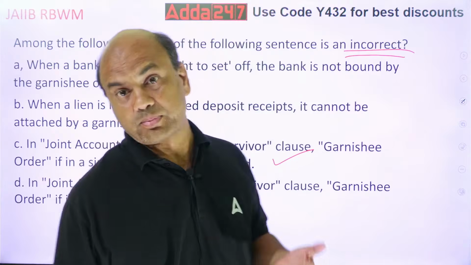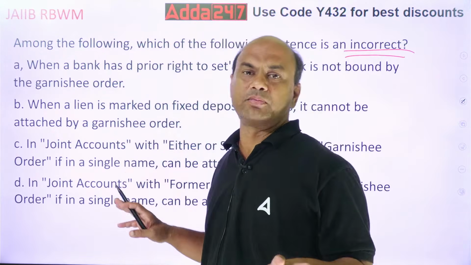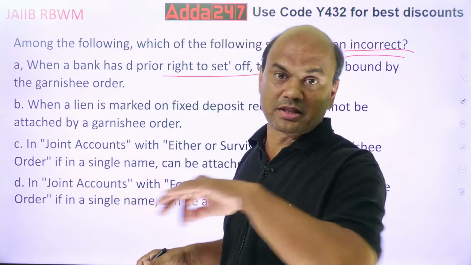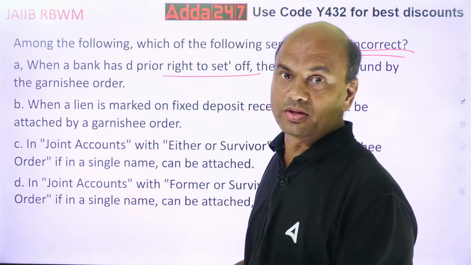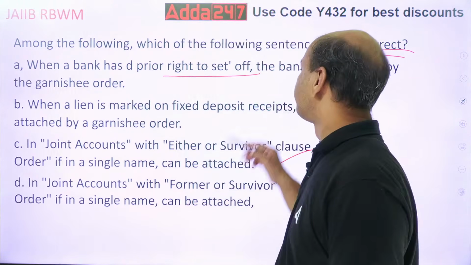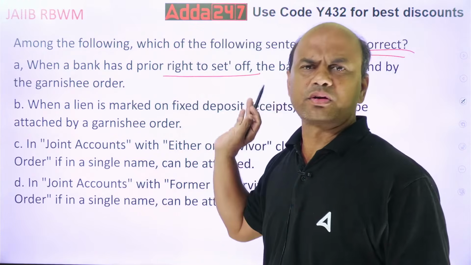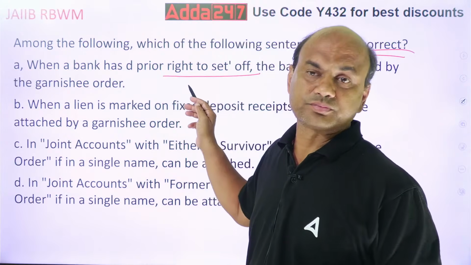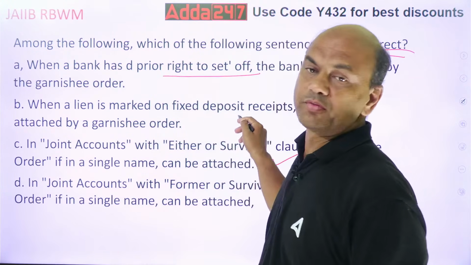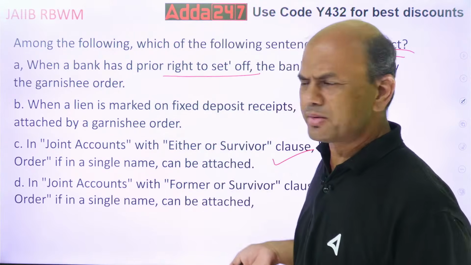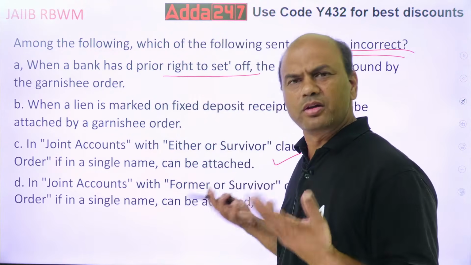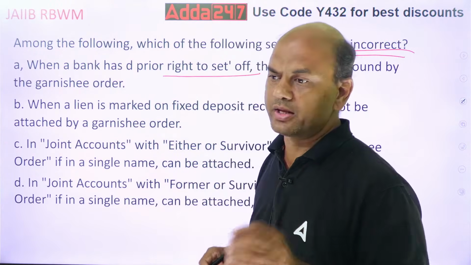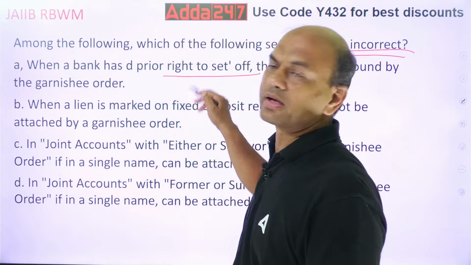C is incorrect because, see, simple logic, remember, when a bank has a prior right to set off, it means I can take the money, and I have marked a lien on this, means I have marked a set off on this. Bank is not bound by the garnishee order. Garnishee order we will not obey if we already have a set off on it. When a lien is marked on the FD, then also garnishee order is not applicable. Garnishee order is applicable only for free deposits, which are free. So these two are correct.